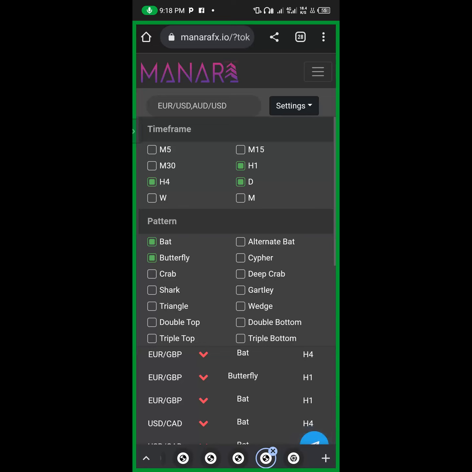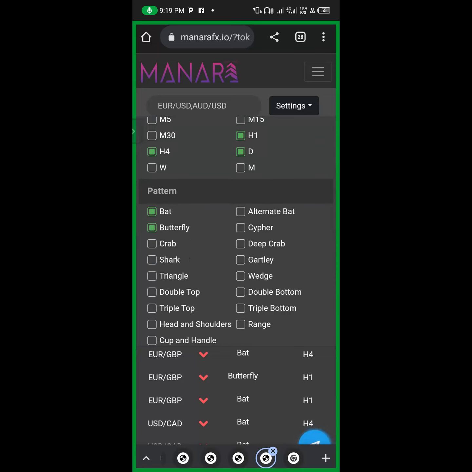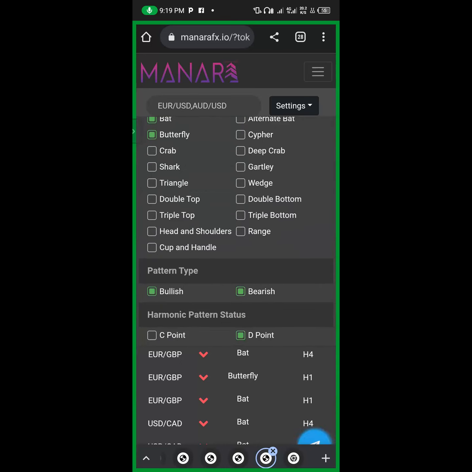Then the second thing is the patterns. Just make sure you choose those, butterfly and bat and butterfly. Okay, only those two. It helps you to reduce the number of trades that come to you, but this reduction will lead you to having good trade setups. I mean, quality ones. Okay. Now, the pattern type, you choose bullish or bearish. Just tick these two. Tap both of them.